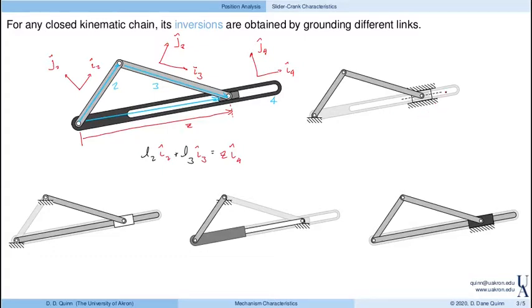So over here, basically, I4 would be grounded, so I4 would be known. In this case, it would be just a fixed direction. So my loop closure equation would look like L2 I2 plus L3 I3 equals Z I4.